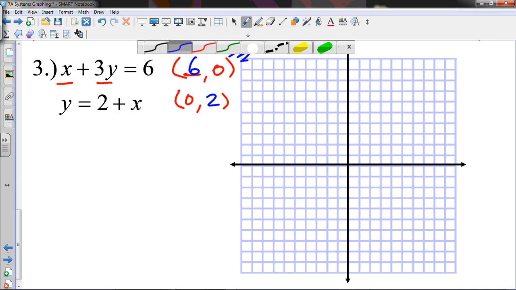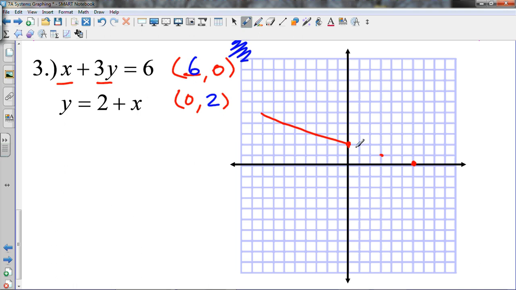So let's go ahead and graph that one. I'll graph it in red. So you have 6 comma 0 and 0 comma 2. And if we draw a line here, we can see our slope goes right about there. Let's get a couple more guide points here so I can see my slope and my pattern.